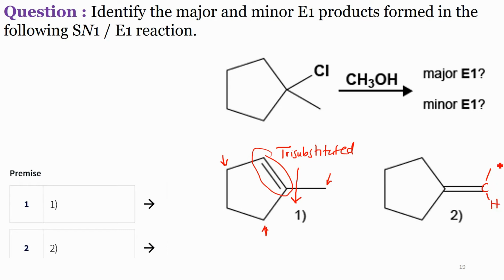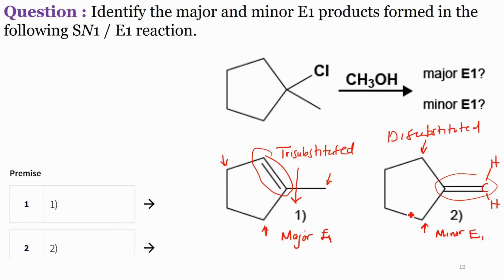Here I see the baby hydrogens. Those hydrogens are not substituents. The double bond is bonded to two carbons directly. So this is disubstituted. So obviously this will be the major E1, not the major overall. Obviously the major overall will be SN1. This will be the major E1. This will be the minor E1. So number one would be the major E1. Why? It's trisubstituted. Number two would be the minor E1. Why? It is the least substituted out of the two.